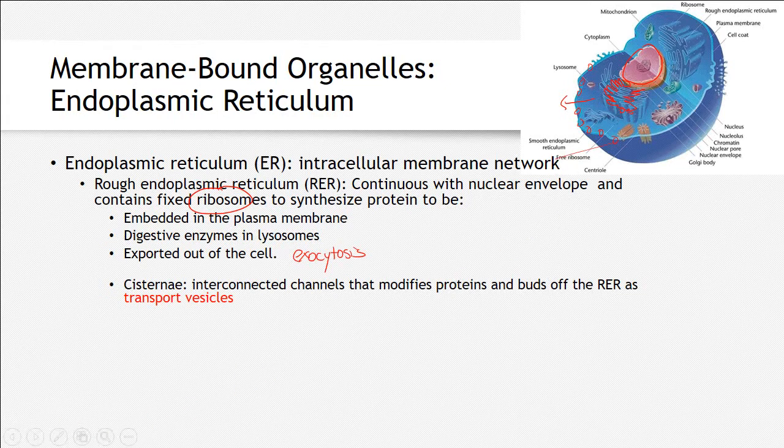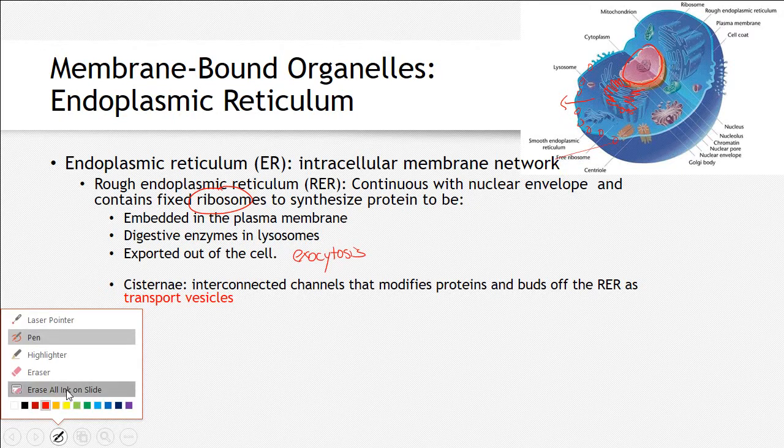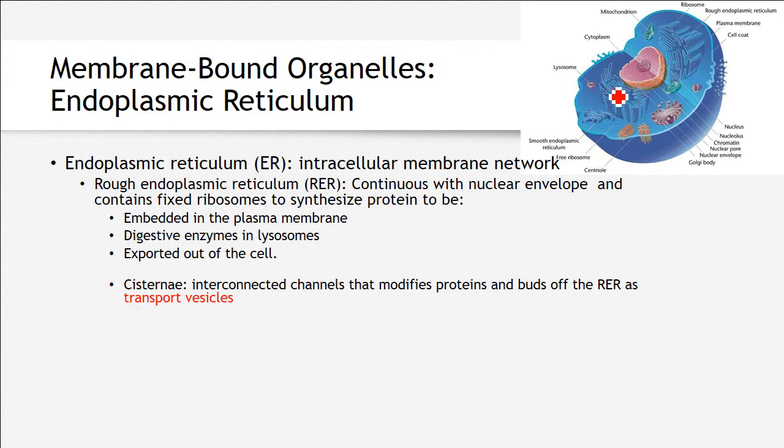It's made up of cisternae. These are just these interconnected channels here. So these folded areas here are called cisternae. And this is where it ends up budding off to become transport vesicles. So these proteins are going to be coming off of the cisternae and be stored in these transport vesicles. They're called transport vesicles because they will be transported to the Golgi apparatus next.